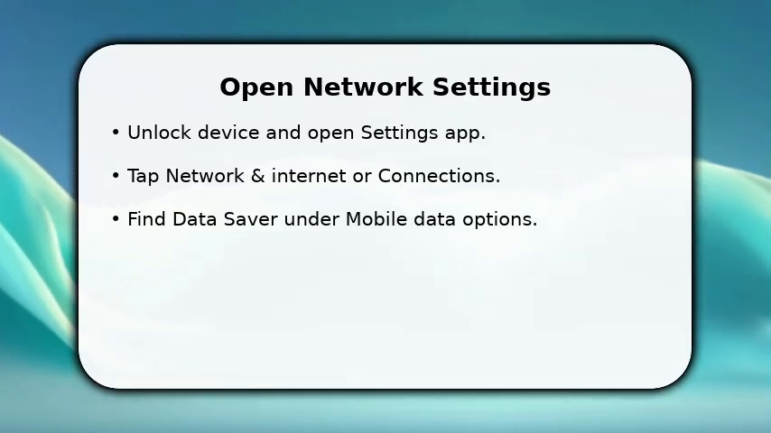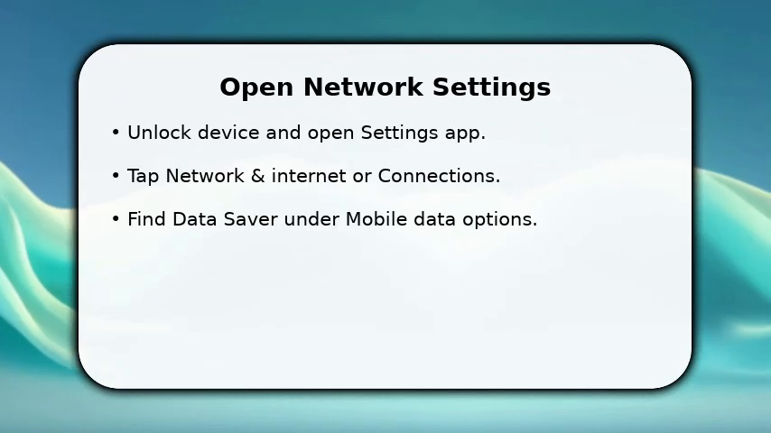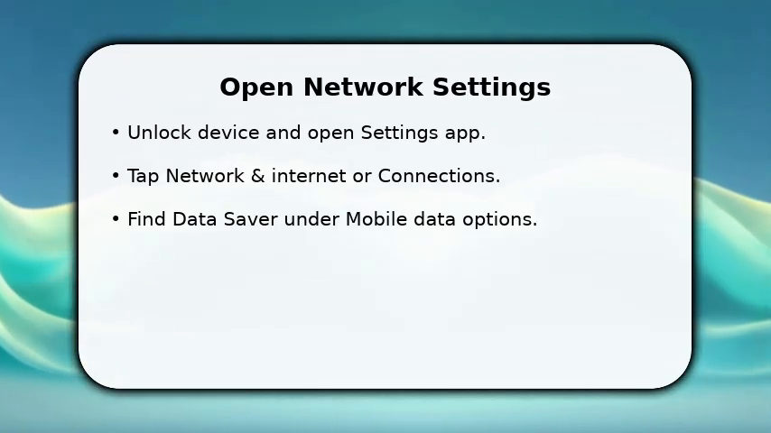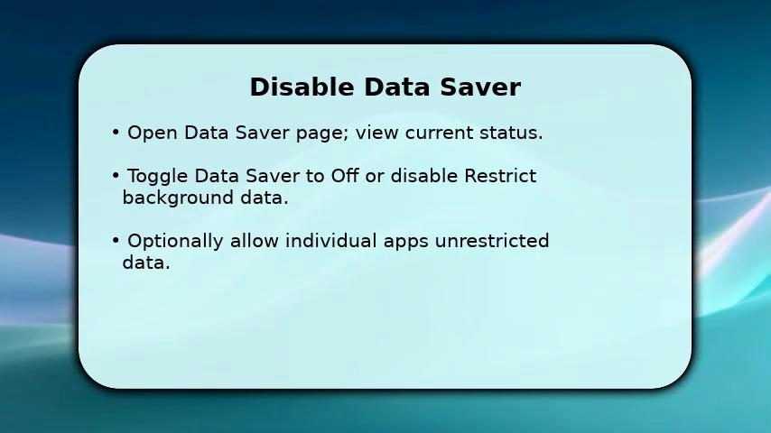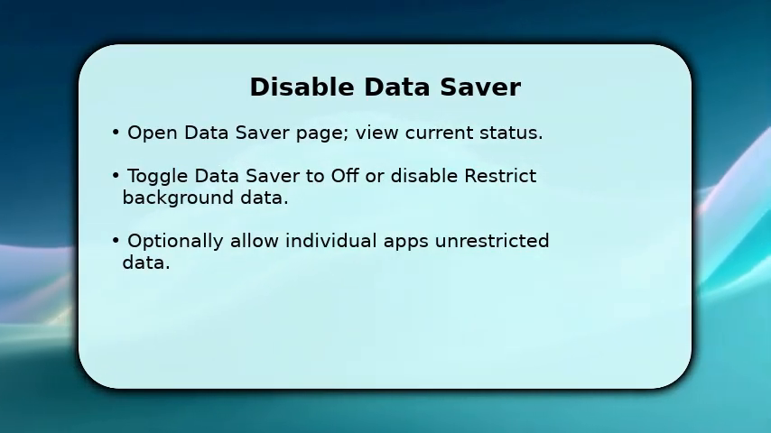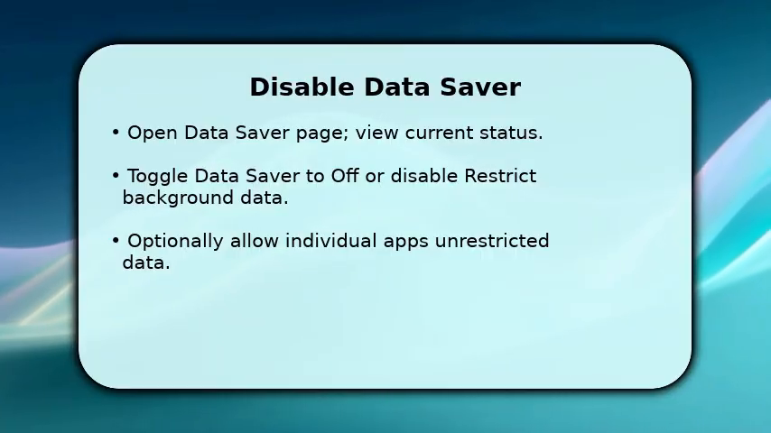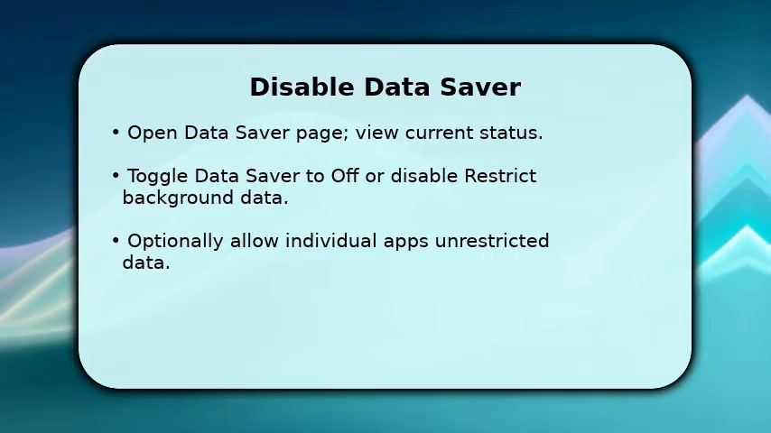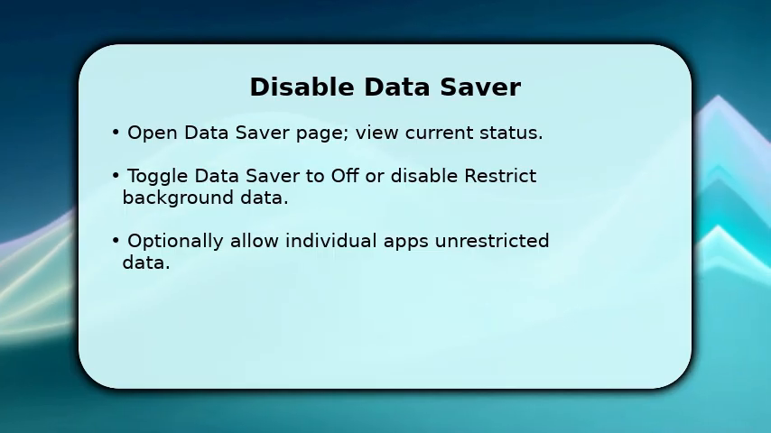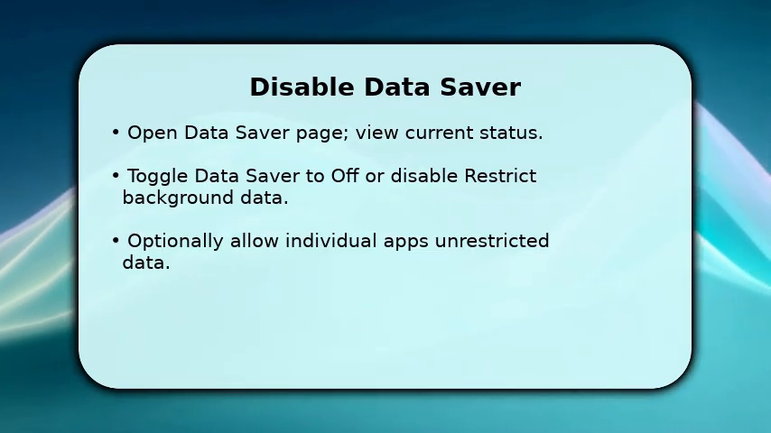Make sure Wi-Fi is off if you're testing cellular behavior, otherwise the system may not show cellular hints. On the Data Saver screen, you'll see the master toggle and a list of apps. Turn the master toggle off to immediately stop restricting background data. This is the only universal switch that reverses the behavior for all apps.